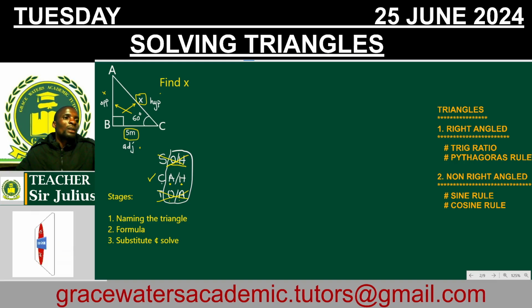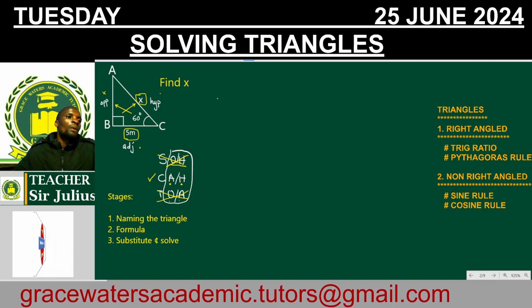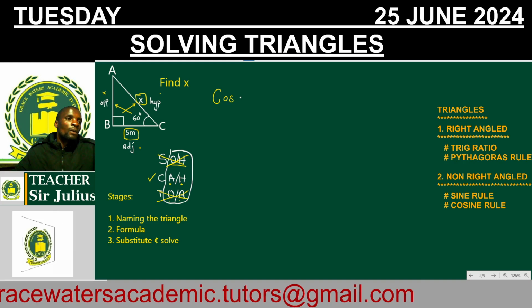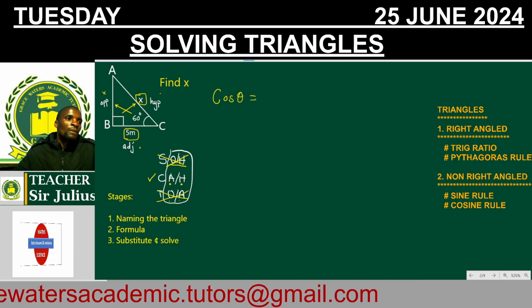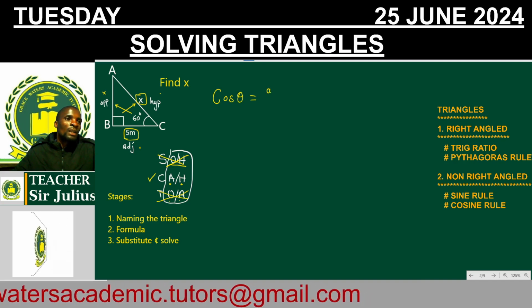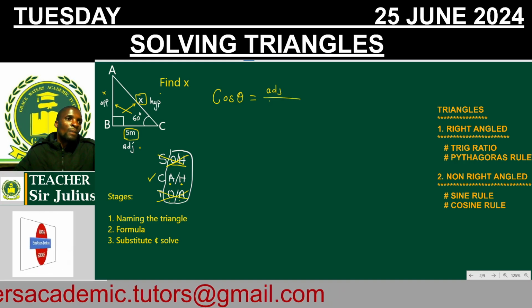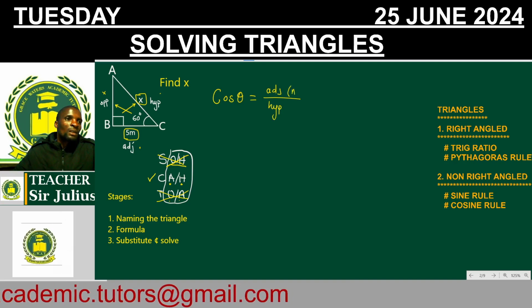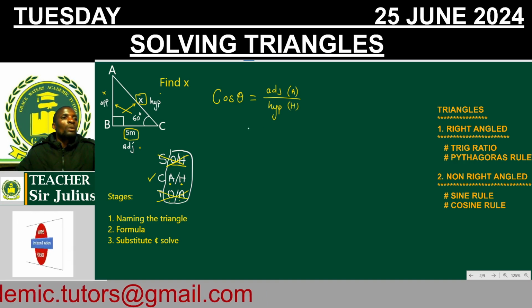So the law that is meeting is CAH, cos equals adjacent over hypotenuse, which means we have cos of theta is equivalent to adjacent over hypotenuse. Okay, you know, for this question I may write it this way so that you won't get confused.